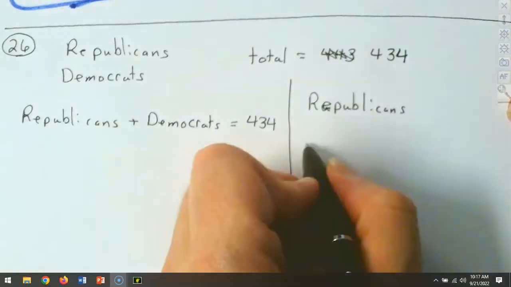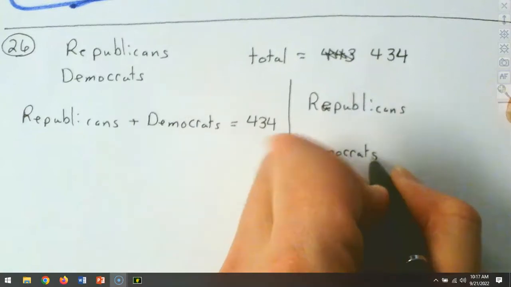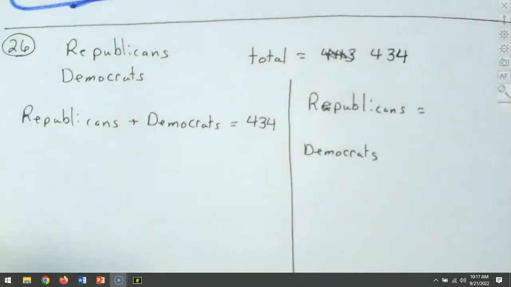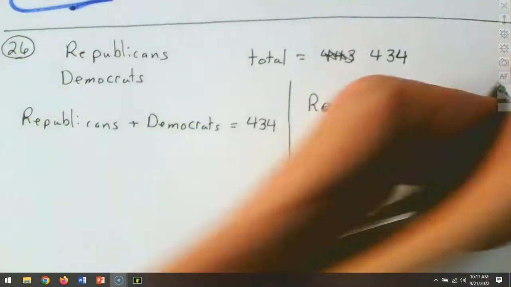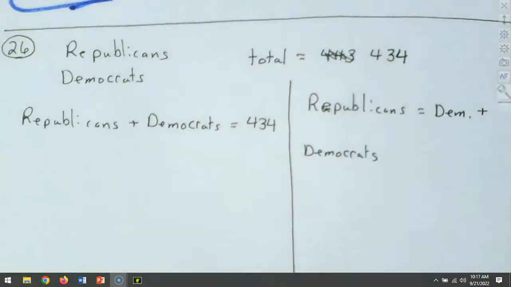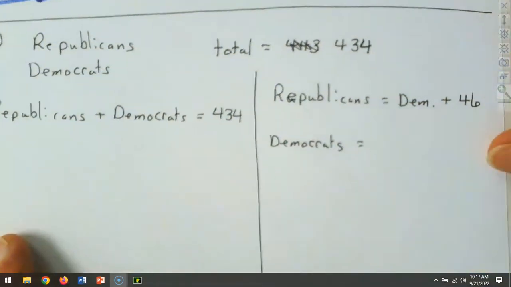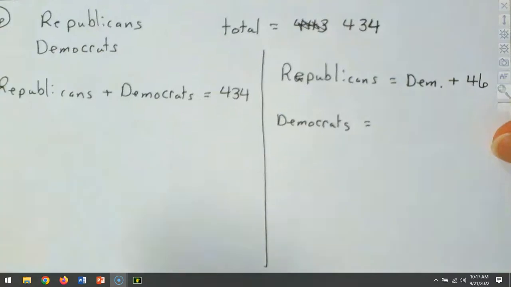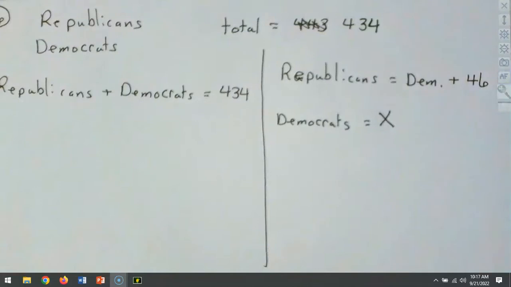And we've got our Democrats. And what do we know? We know there are more Republicans than Democrats. So that's going to be our Democrats, and I'll abbreviate that DEM, plus how many more? 46, right? There were 46 more Republicans than Democrats. Now, do we know how many Democrats we have? No. That is the unknown, so that is going to go with the variable x.